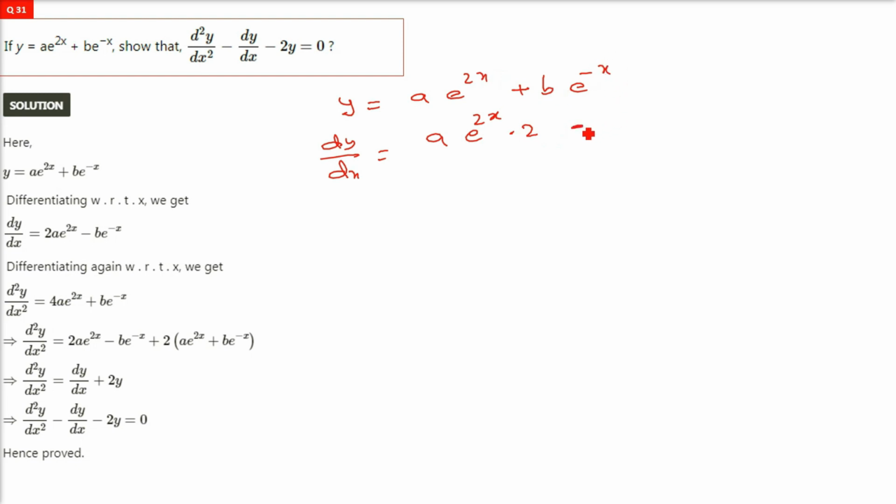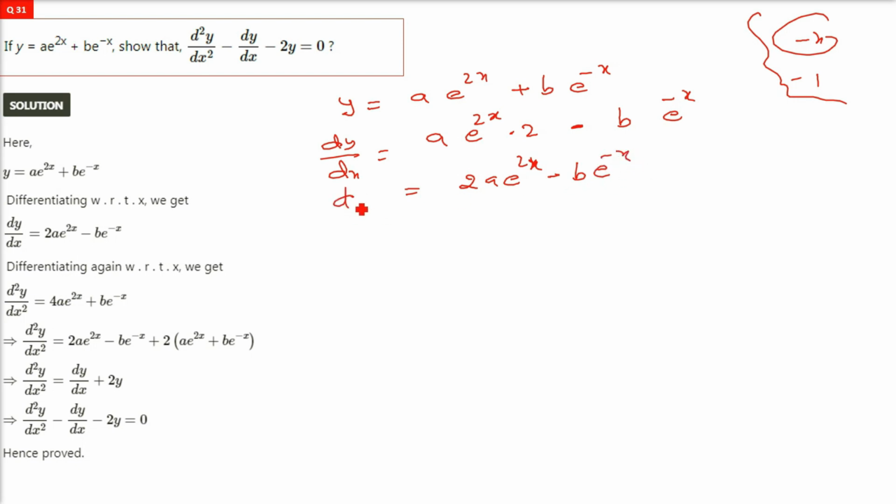I know that negative is going to come, so I purposely placed negative here. B e raised minus x will be e raised minus x. Differentiation of minus x is minus 1. Okay. So we have 2a e raised 2x, and then we have minus b e raised minus x. This is your dy by dx. So d2y by dx2, let us do it normally. So 2a e raised to 2x, 2a is a constant, e raised to 2x will be e raised to 2x, and there will be 2 also. So the first term will be 4a e raised 2x.